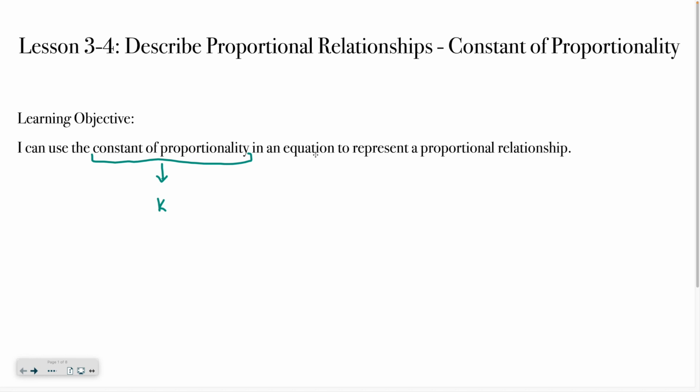Okay, and then we're talking about an equation. That means that there has to be an equal sign. If there's no equal sign, it is not an equation. It is most likely an expression. Okay, and then proportional relationships, we've been working with those all chapter.